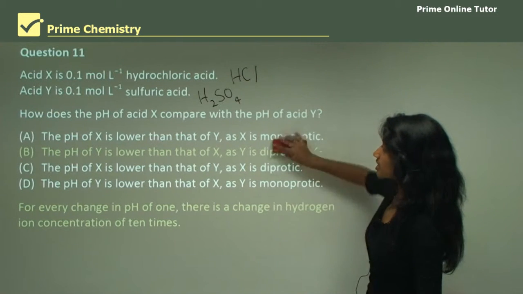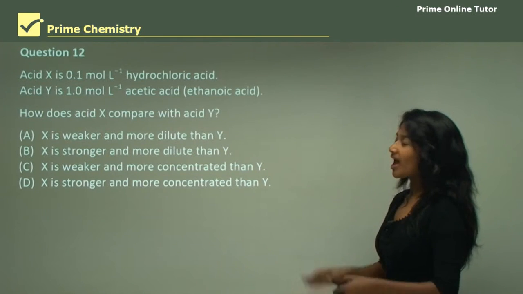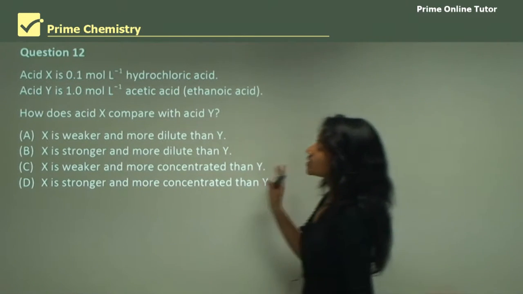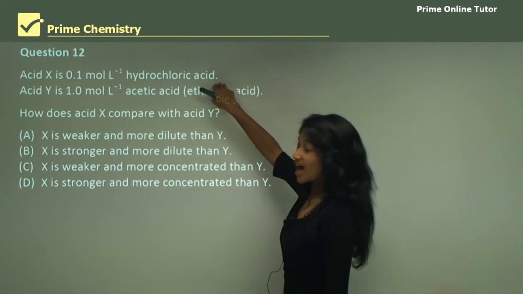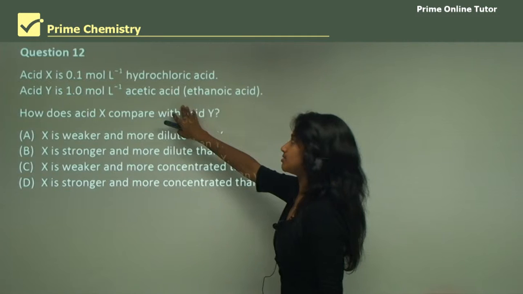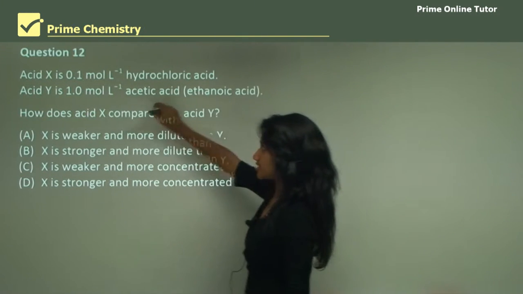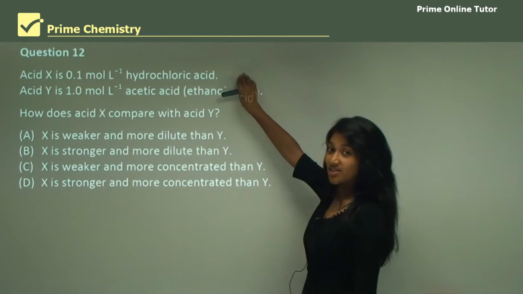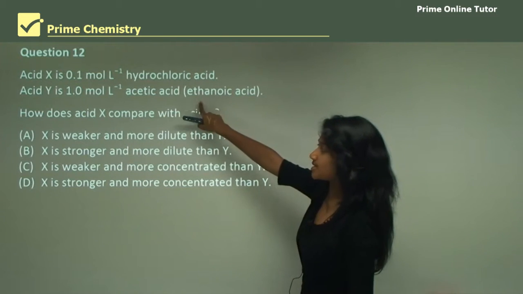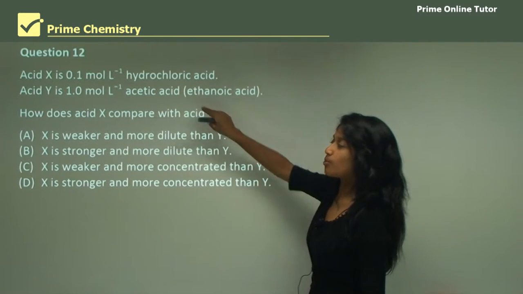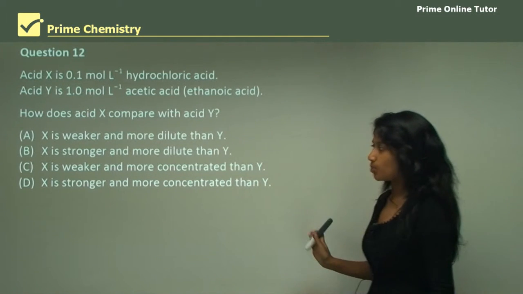Now let's move to question 12. Question 12 is also a multiple choice question and a very similar question indeed. In question 12, we have two acids again. One is hydrochloric, one is acetic acid, which is also known as ethanoic acid. They have different concentrations. The hydrochloric acid has a concentration of 0.1 moles per liter, while the acid Y, which is acetic acid, has a concentration of 1 mole per liter. How does acid X compare with acid Y?